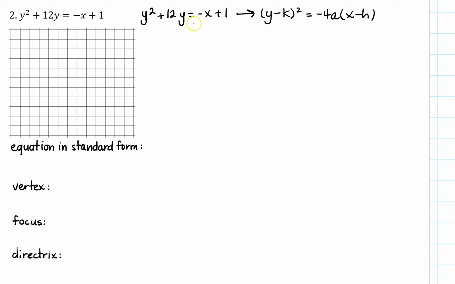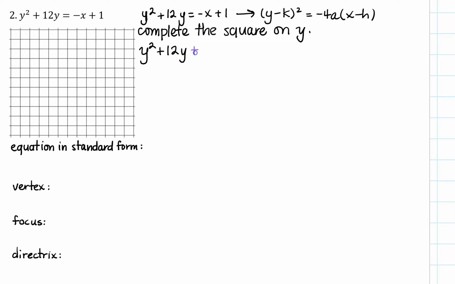So to transform the equation that we were given to something in standard form, what we need to do is we need to complete the square on y. And the reason we're completing the square on y is because y is the one that is squared. If x were squared, then we would be completing the square on x. So starting off completing the square on y, we have y squared plus 12y.